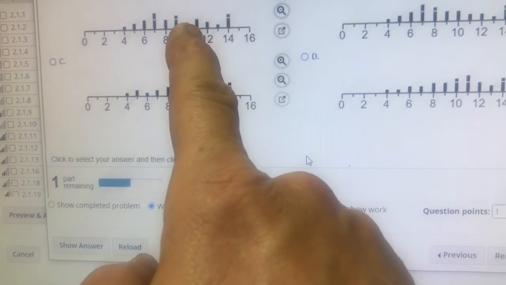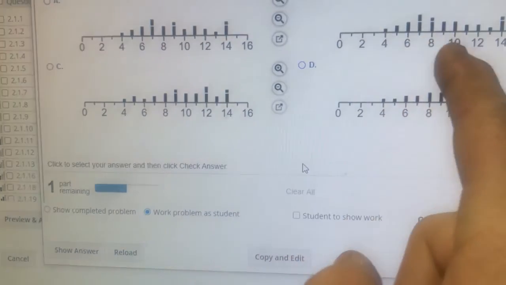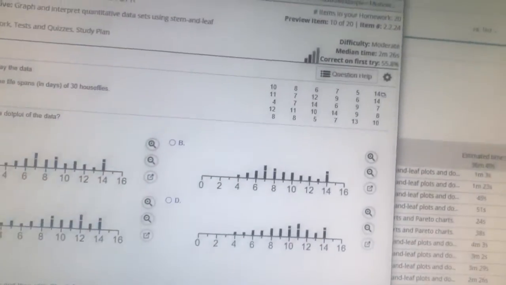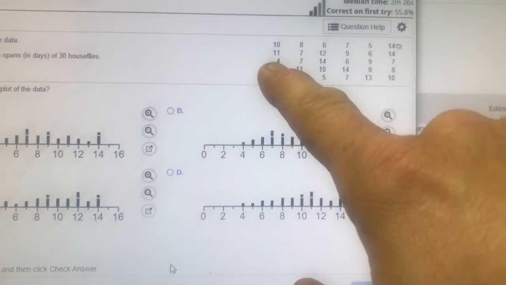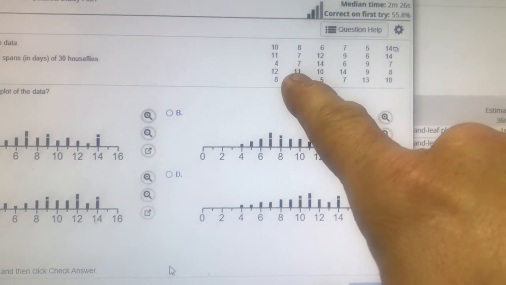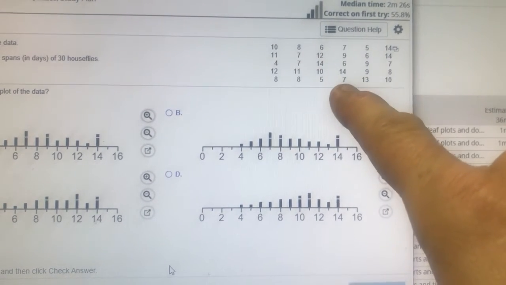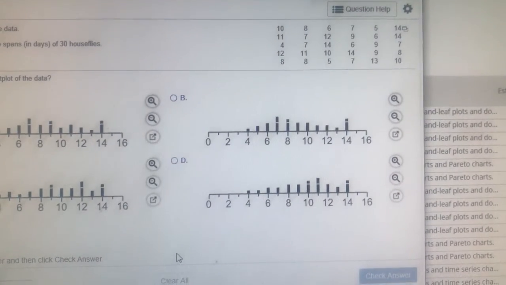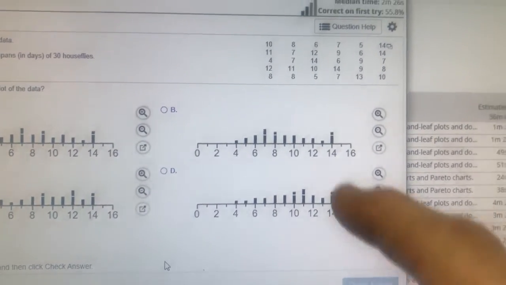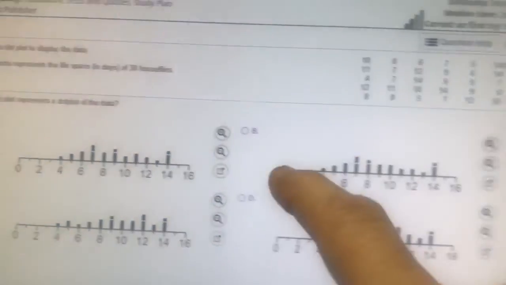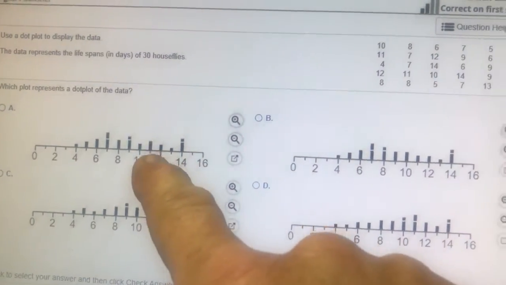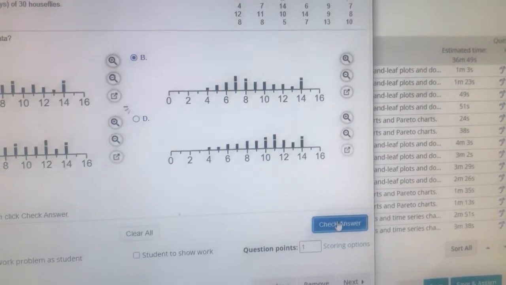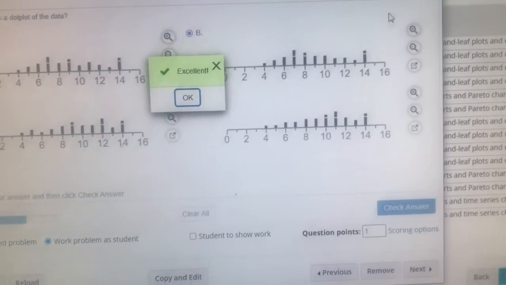Now, if you look at 11, this looks like it has 3 11s, whereas this one just shows 2 11s. So let's go look at 11s. So here's an 11 right there, 1, 2. Two 11s. All right, so that's this one. See, this one over here has 3 11s. So my answer's got to be B. So let's click it there. And good shape. All right, good deal.